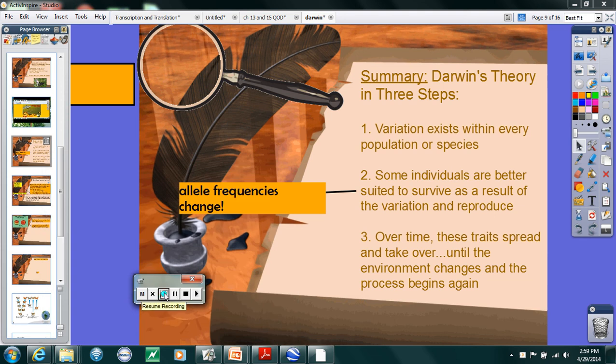So let's take a look at Darwin's theory one more time. The last video left off with his theory in 3 steps. Number 1, remember that variation exists within every population or species. Some individuals are better suited to survive as a result of the variation, and then they go on and reproduce. And then over time, those traits spread and take over until the environment changes and the process begins all over again.